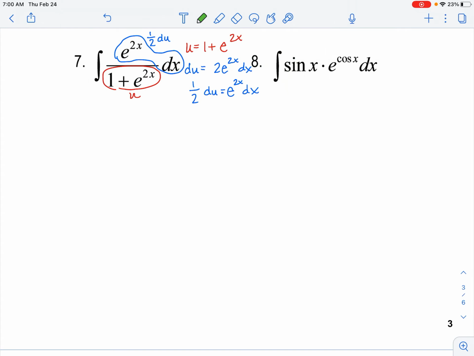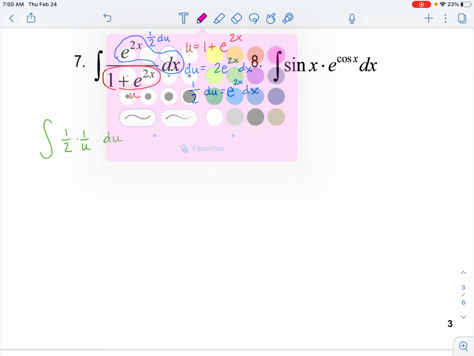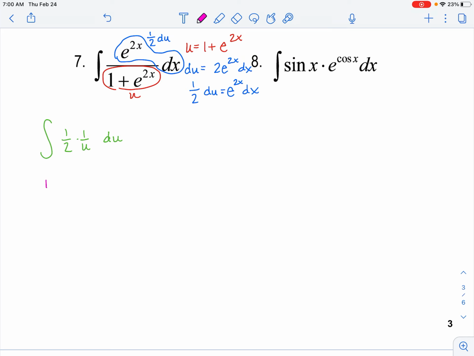And then we're going to rewrite this. So this is integral. I got 1/2. I got du. Then in the red, I got 1 over u in the denominator. And again, we have a nice simple integral. That's 1/2. Integral of 1 over u is natural log absolute value of u plus c. Put our x back in, 1/2 natural log absolute value, 1 plus e to the 2x plus c.